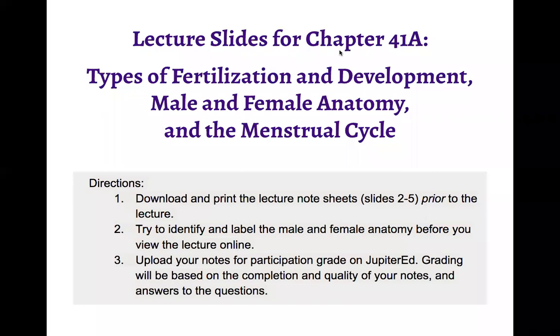Just like the previous lectures, what I would like you to do is to first print out pages 2, 3, 4, and 5, which are slides 2 to 5 on this particular lecture slides. And what I want you to do is to label the male and female anatomy parts with as many of the names and functions as you possibly can.